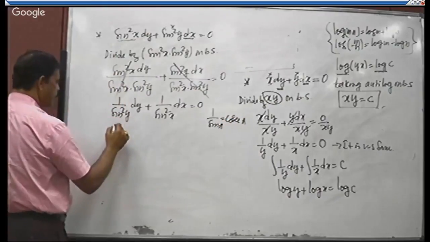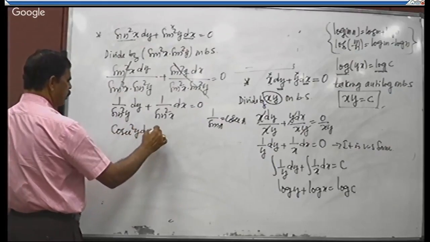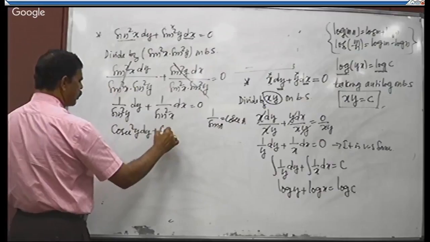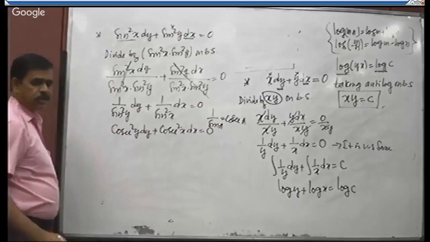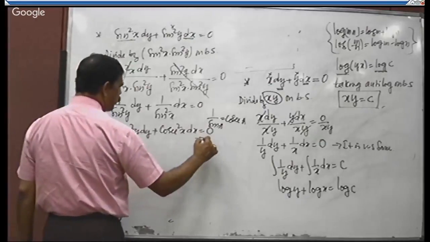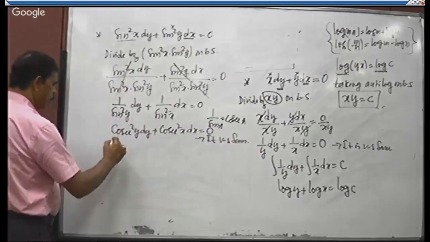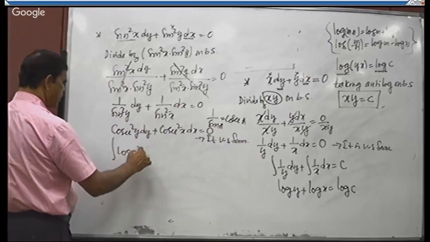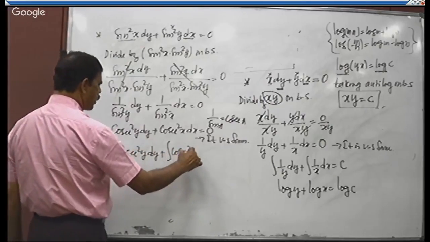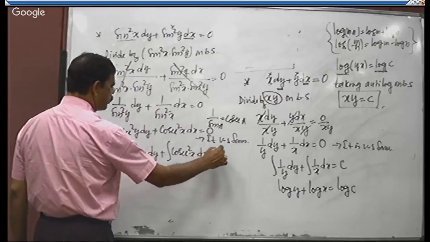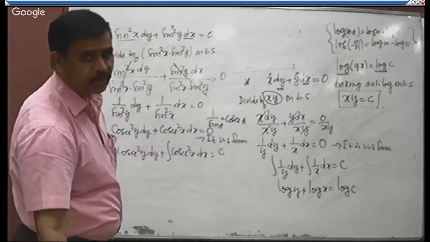That is 1 by sin square y is cosecant square y into dy plus 1 by sin square x is cosecant square x into dx is equal to 0. It is variable separable form. Integrating, integration of cosecant square y dy plus integration of cosecant square x dx is equal to c. C is what? It is constant of integration, right?